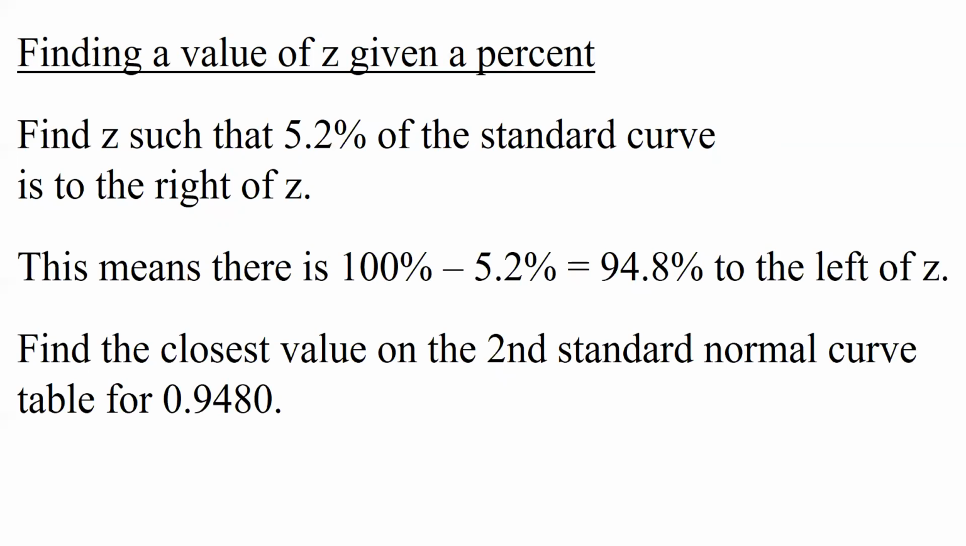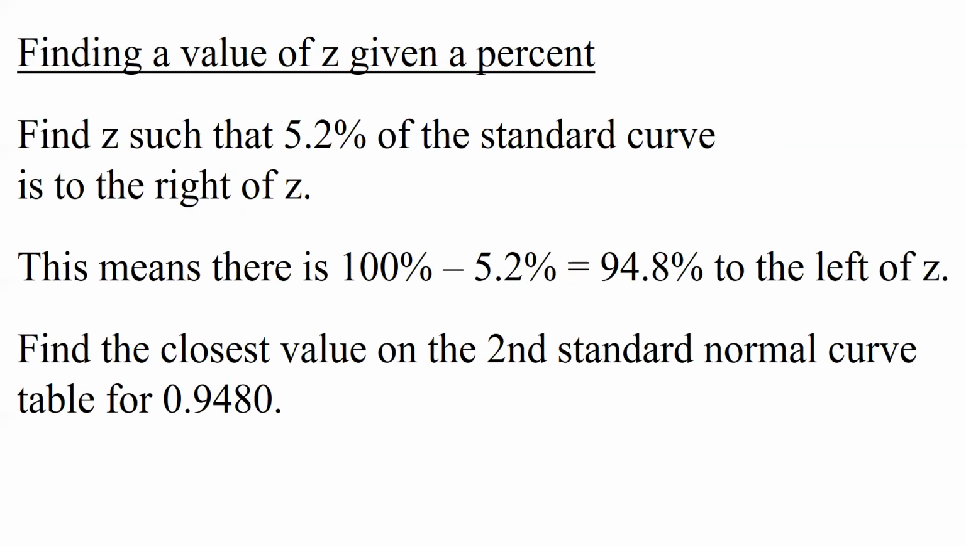Now, if you fall between two values, a lot of times what you'll do is take half between those two values. But we're just going to round to the nearest z value at this point. But if you fall right in the middle, you should take half of those two.